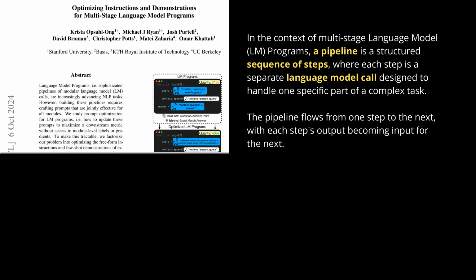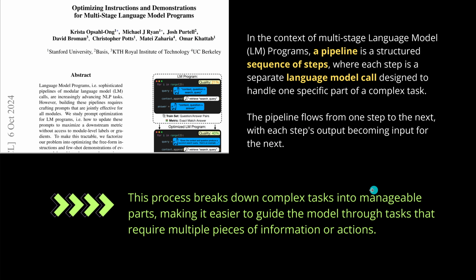So let's have a look at this. A little bit of a definition. What is a pipeline? In the context of a multi-stage language model program, a pipeline is a structured sequence of steps where each step is a separate language model call. A simple prompt designed to handle one specific part of a complex task, and the pipeline flows from one step to the next step, and each step's output becoming the input of the next step. Easy. So what we do, if you think about it, we just break down here a complex task into some smaller, easier, manageable parts for the LLM, making it easier to guide the model through the task.